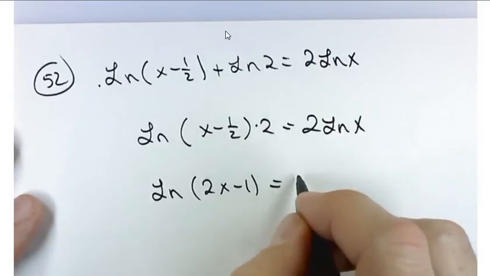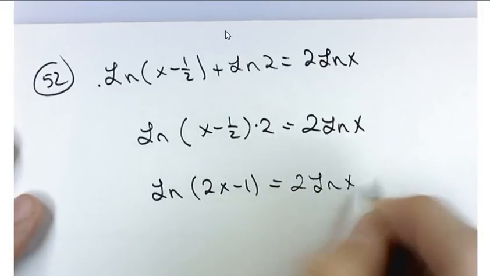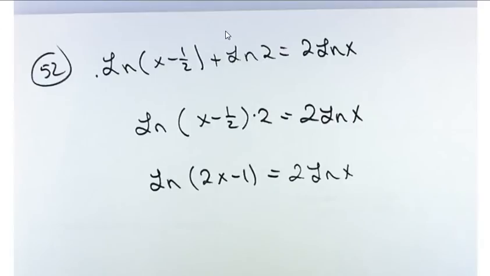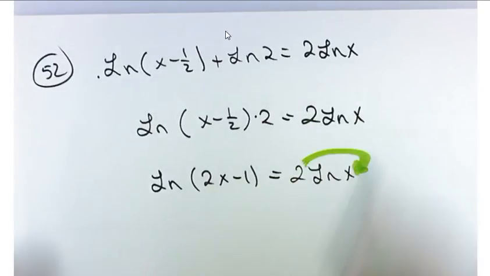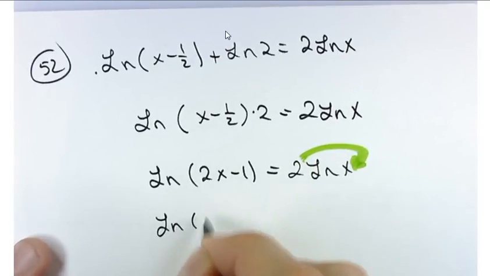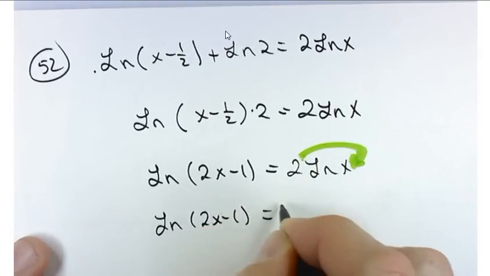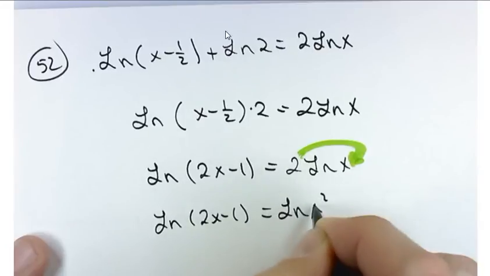I can't get rid of the logs yet. You can't cancel logs on both sides, if that's the way you like to think about it. Why not? I got that 2 in front. Exactly, thank you. We're going to move that 2 up. So this becomes ln of 2x minus 1 equals ln of x squared. I'm not going to bother trying to show that little extra credit step here.